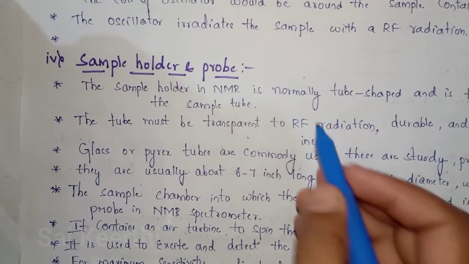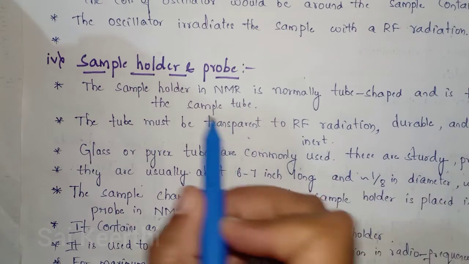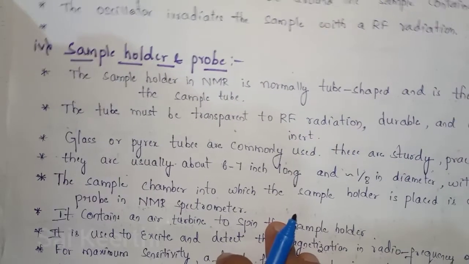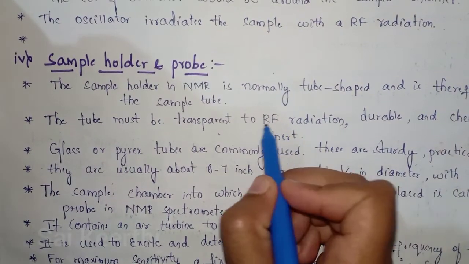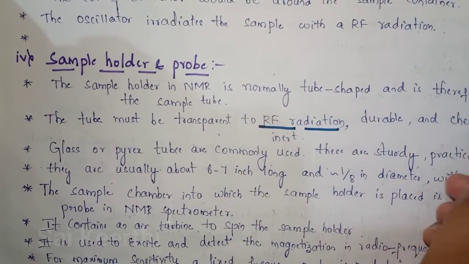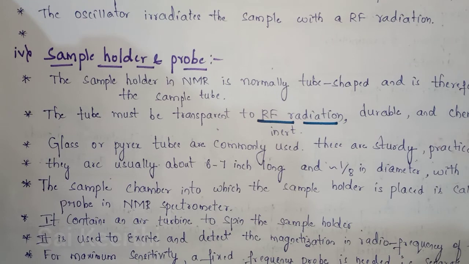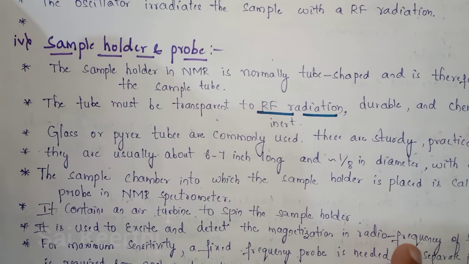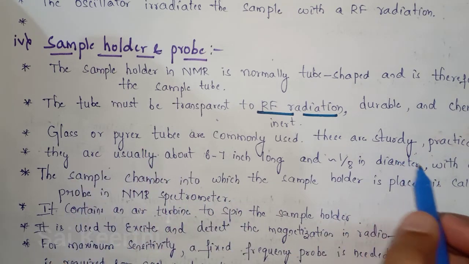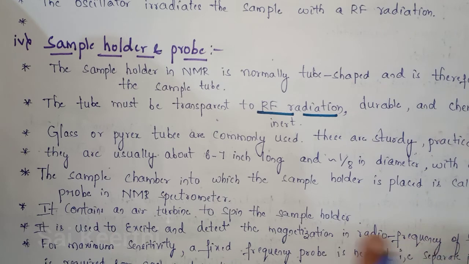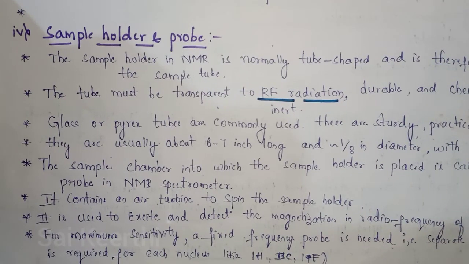Now let us study about the sample holder and probe. The sample holder in NMR is normally tube shaped and therefore it is called a sample tube. The tube must be transparent to RF radiations, durable and chemically inert. It must be transparent to pass the RF radiation through itself. Glass or Pyrex tubes are commonly used. They are sturdy, practical and cheap.